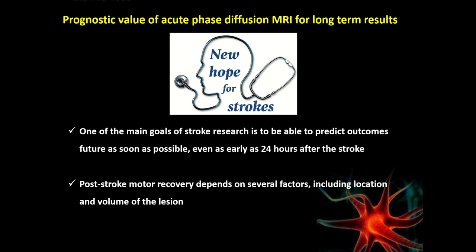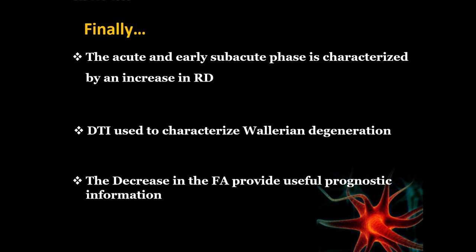One of the main goals of stroke research is to be able to predict future outcome as soon as possible, even as early as 24 hours after the stroke. Post-stroke motor recovery depends on several factors, including location and the volume of the lesion. Finally, the acute and early subacute phase is characterized by an increase in radial diffusivity.